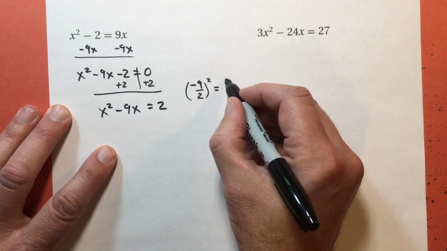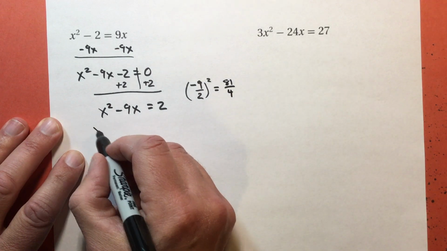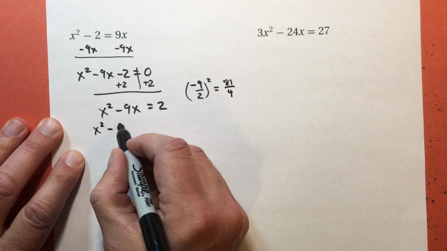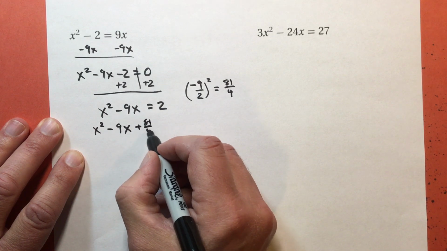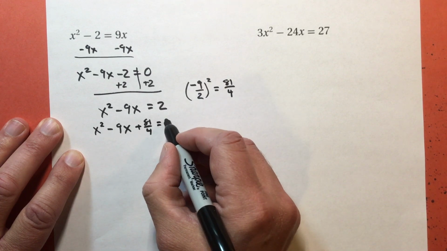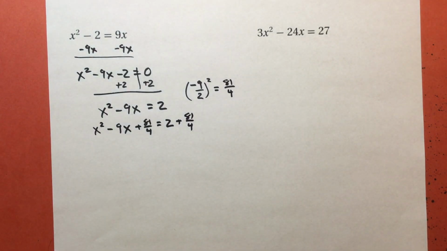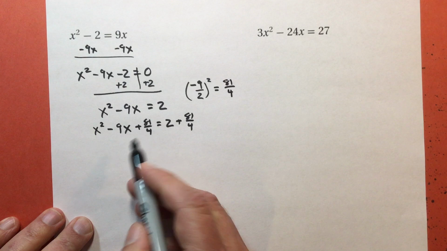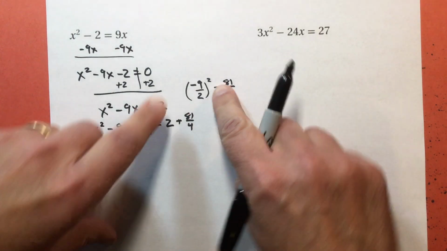A negative times a negative is a positive. 9 times 9 is 81. And 2 times 2 equals 4. So I'm going to say x to the second power, subtract 9x, plus 81 over 4 equals 2 plus 81 over 4. Don't panic because of the fractions. You can handle it. This is accelerated math. You can handle fractions.